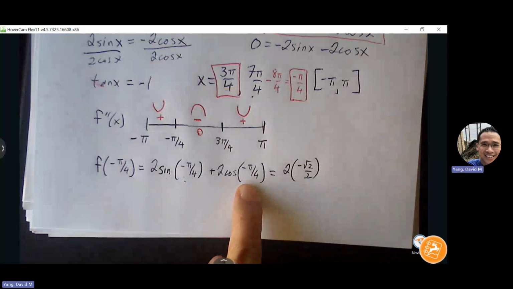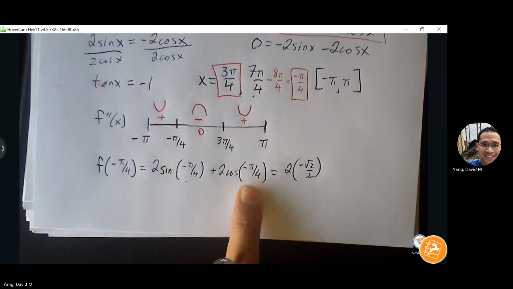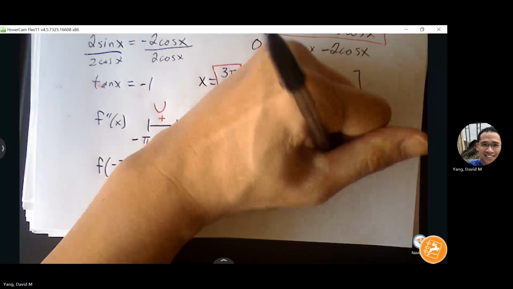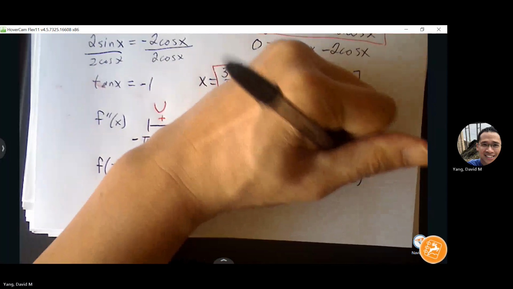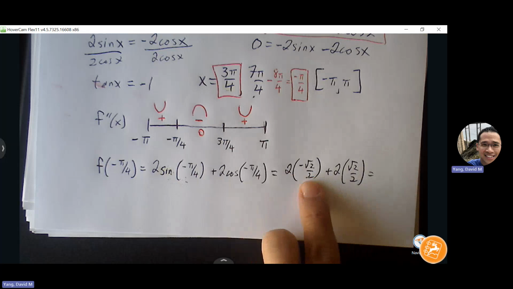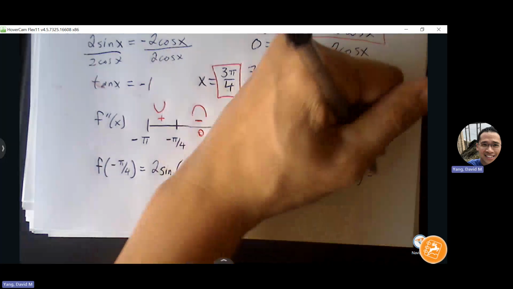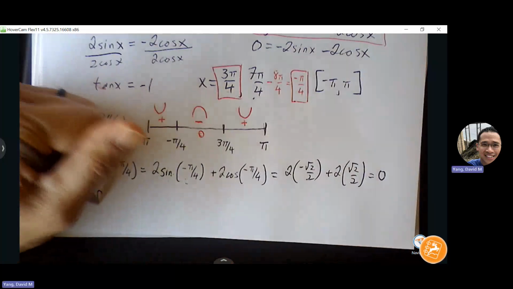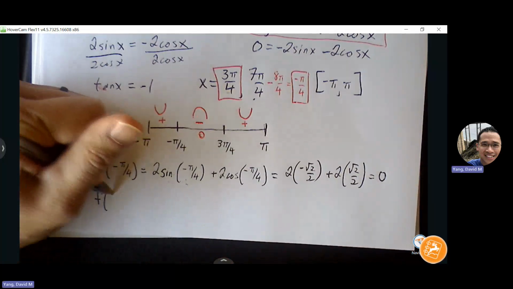All right, what's cosine of 7 pi over 4? That'll be a positive, right? Okay. What's that going to give me? 0. 0, yeah. So the 2 cancel out. I'm left with -√2 plus √2. That's going to be equal to 0. So that's my ordered pair. Let's find the other ordered pair for my other point of inflection.